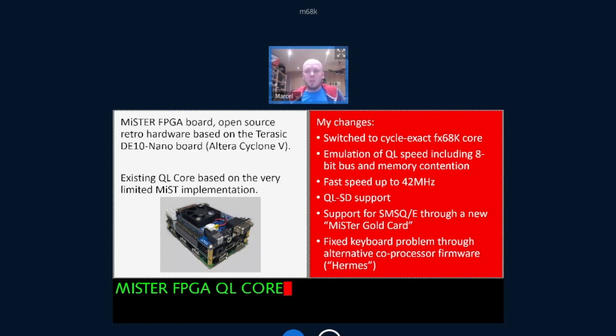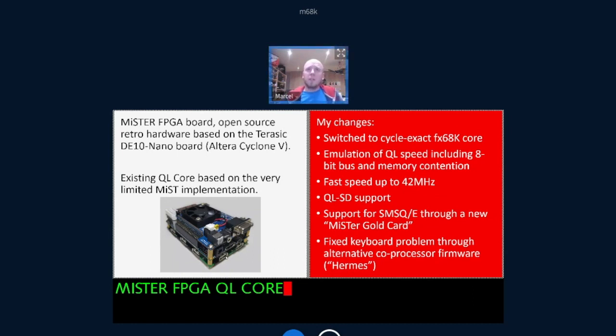On the upper speed, I went up to 42 megahertz, which is also not too bad for a QL. It has the QLSD integrated and it works at every speed, unlike the old implementation, which only worked at the low speed. I actually implemented one of the gold cards that I mentioned earlier, so it can execute SMSQ, which is pretty cool. And only last week I fixed a long-standing problem with it.